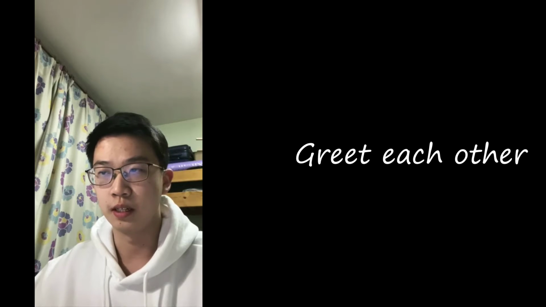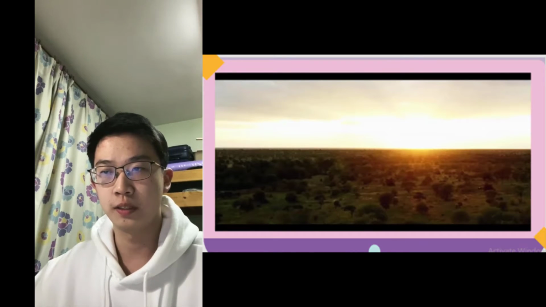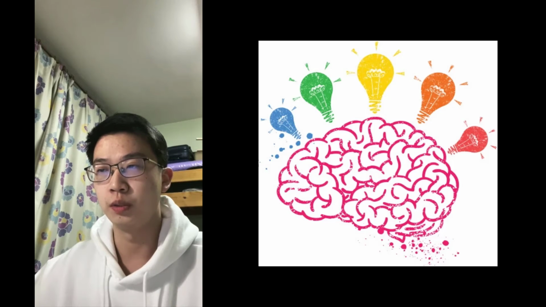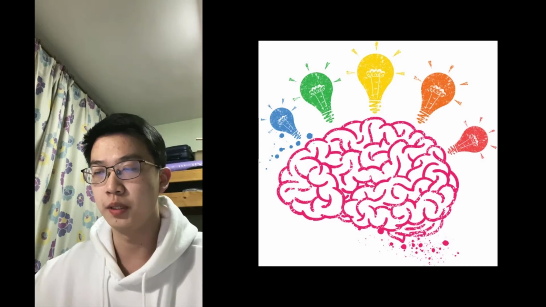Teachers and the students greet each other in the beginning of the class. This is to inform the students that the class is beginning. At first, our teacher showed the students a video of African wild animals in the Africa Safari Park. This is to use video to attract students' attention and stimulate students' awareness of the content of the video. This will make it easier for students to think that the next knowledge the teacher will teach may be related to animal species. From here we can see it used cognitive theory.